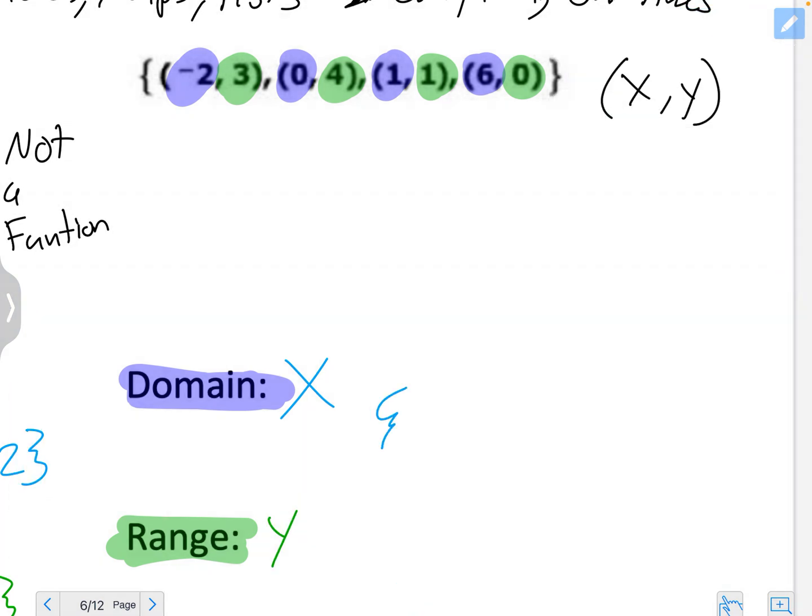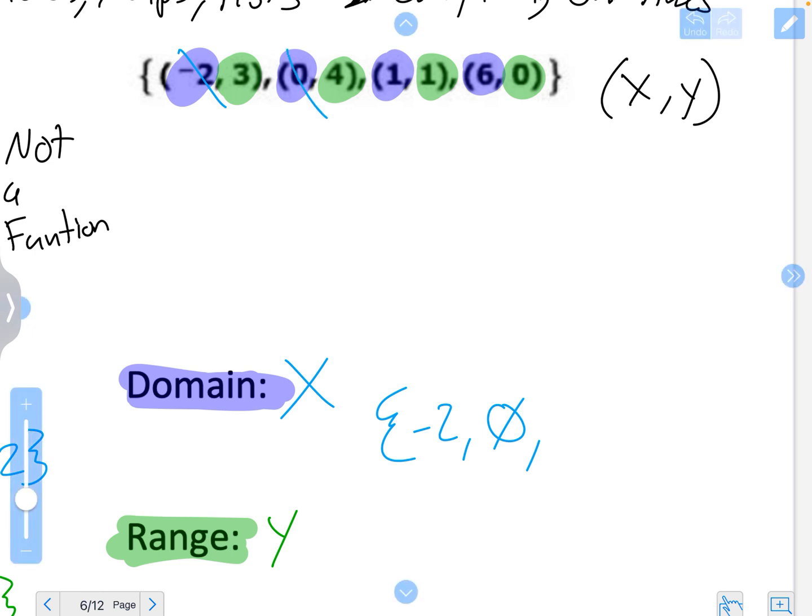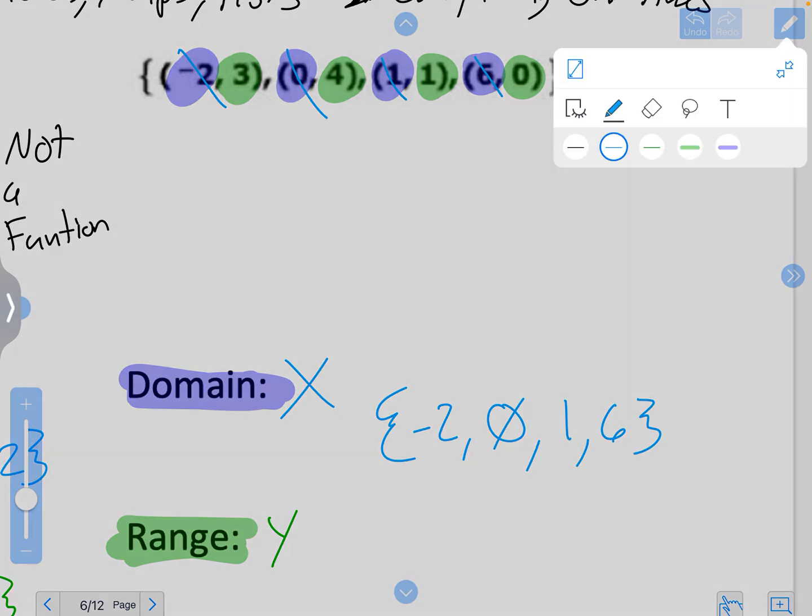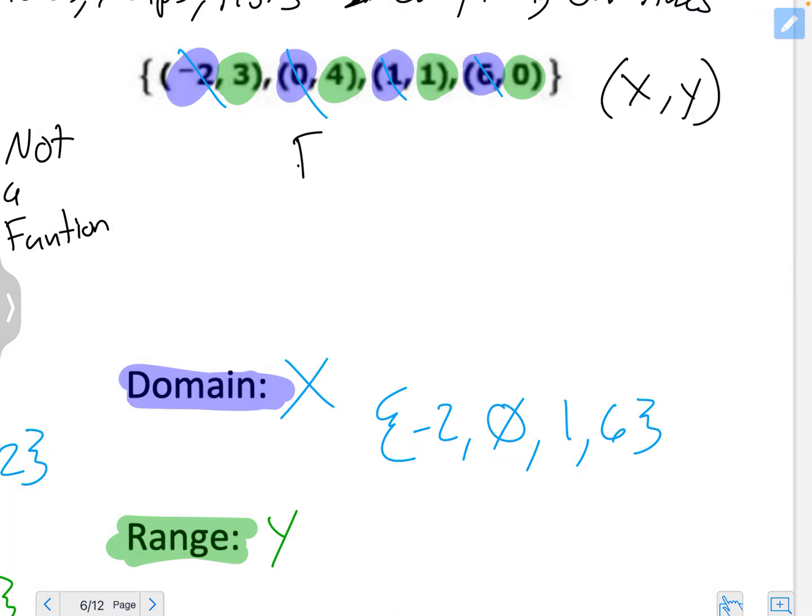So now we need our fancy brackets, and we need to go least to greatest. Of my blue numbers, -2 is the smallest. I'm going to cross it out. Then 0, then 1, and then finally 6. Hey, those happen to be in order. That was really nice. Since we did not have any numbers that repeated, this is a function.